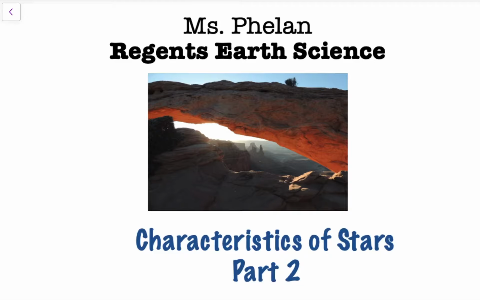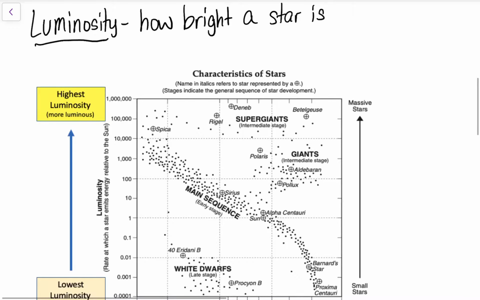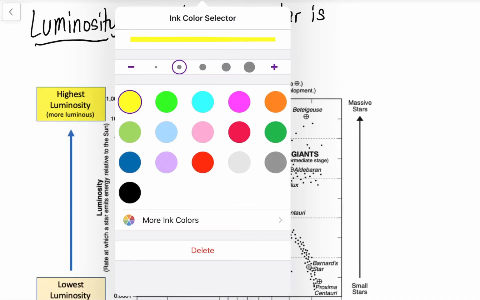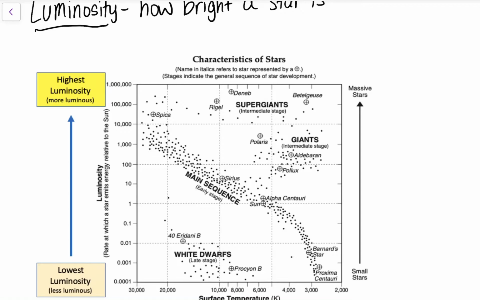Hi everyone, in this video we are going to continue our analysis of the characteristics of stars diagram in our Earth Science reference table. Specifically, we are going to be looking at luminosity and size. So if we revisit the characteristics of stars chart, in this video we're going to be focused in on the luminosity axis, which can be found on the left side of the chart, on the side, going up and down.